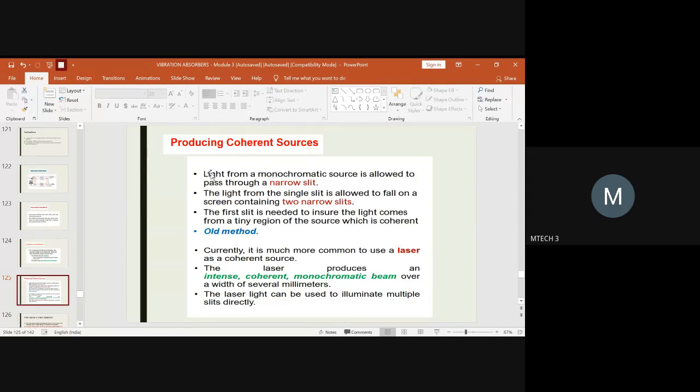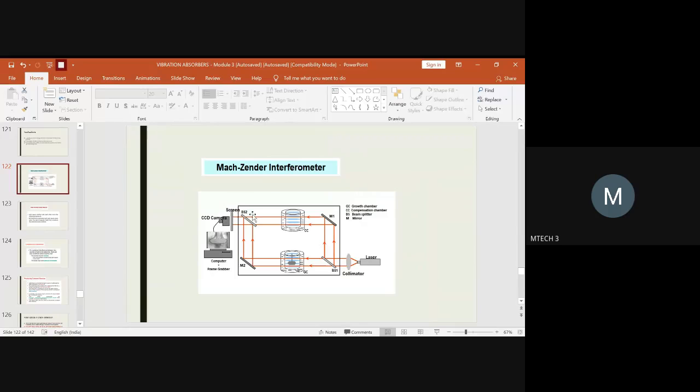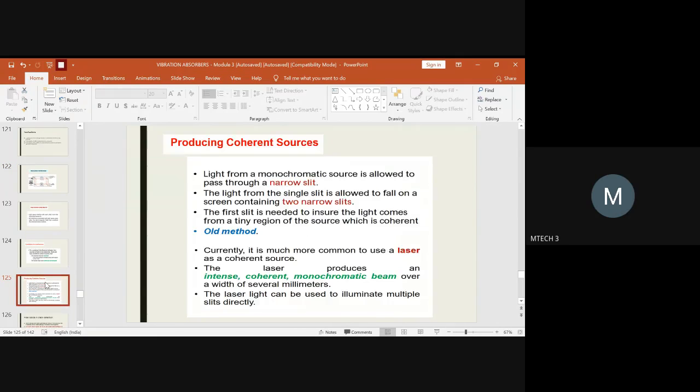The light which is passing through the monochromatic source is allowed to pass through a narrow slit. I told you that usually the slit plays an important role. Here also we have used two slits. BS is the beam splitter 1 and beam splitter 2. The light which is passing from a monochromatic source, it could be an LED source, your laser, your monochromatic light, whatever type of source you are using, has to be allowed through a narrow slit.